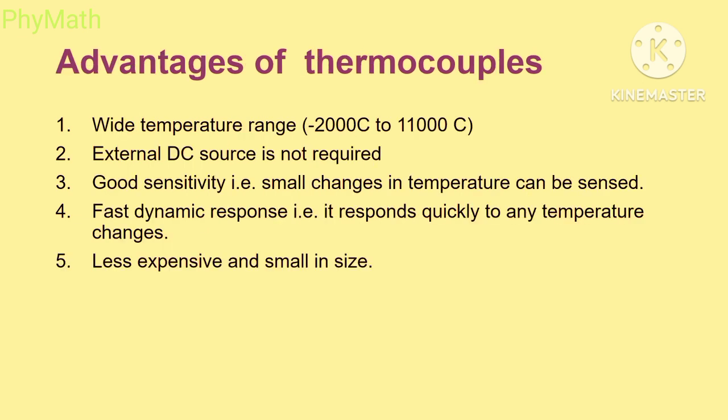Now, which are the different advantages of thermocouples? First, wide temperature range, from minus 200 degrees Celsius to 1100 degrees Celsius. Second, an external DC source is not required. Third, good sensitivity, that is, small changes in temperature can be sensed. Fourth, fast dynamic response, that is, it responds quickly to any temperature changes. And fifth, less expensive and small in size.